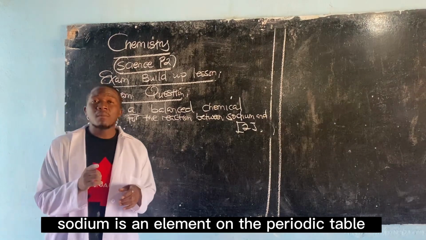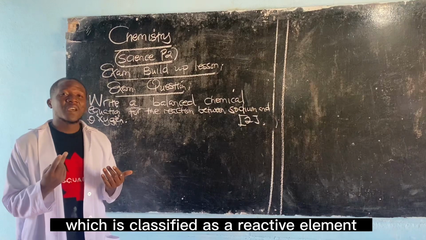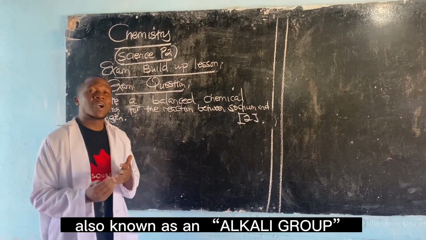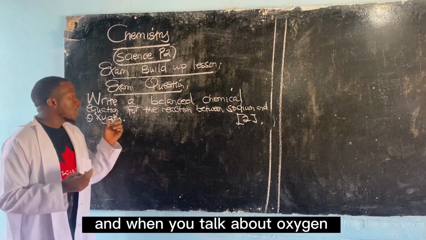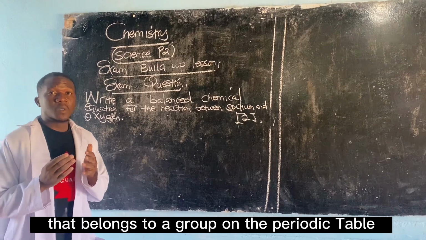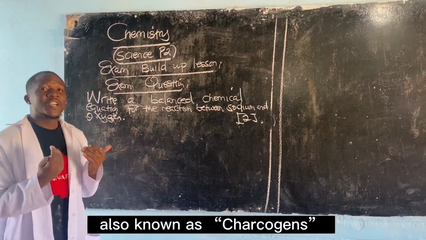Sodium is an element on the periodic table which is classified as a reactive element as it belongs to group 1, also known as the alkali group. And when we talk about oxygen, this is one of the elements that belongs to a group on the periodic table called group 6, also known as the chalcogens.